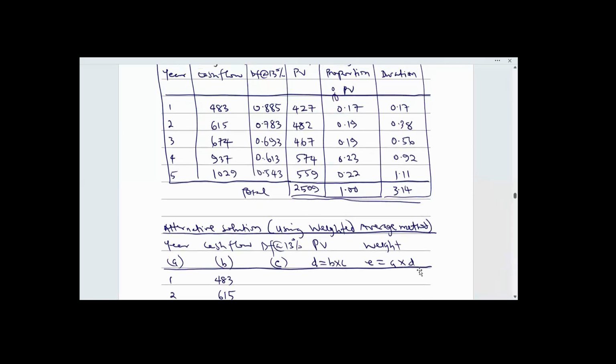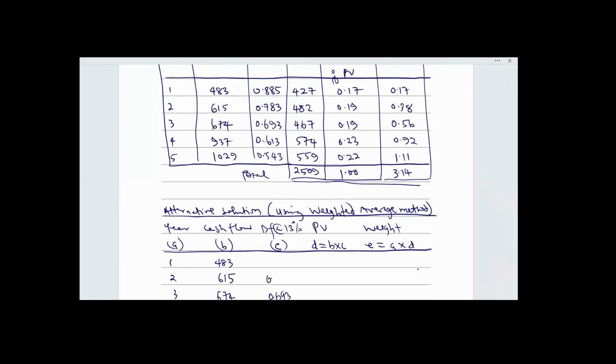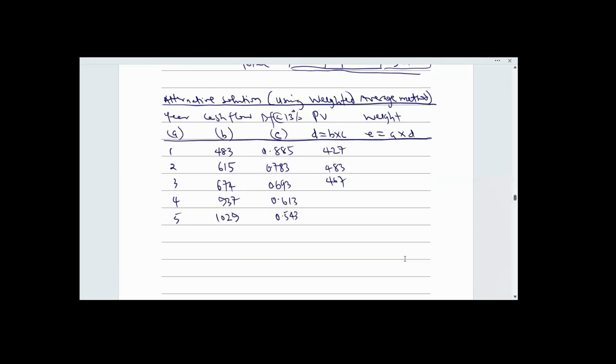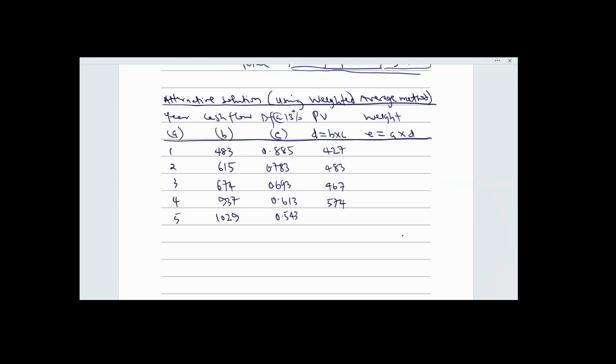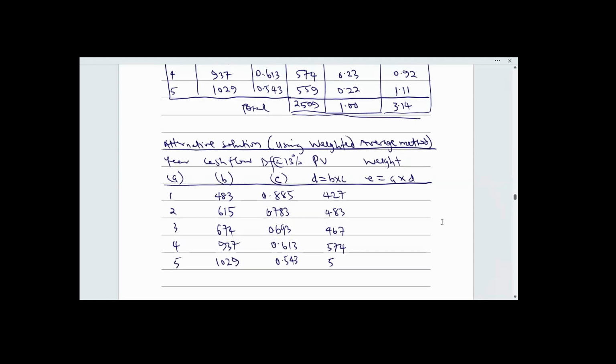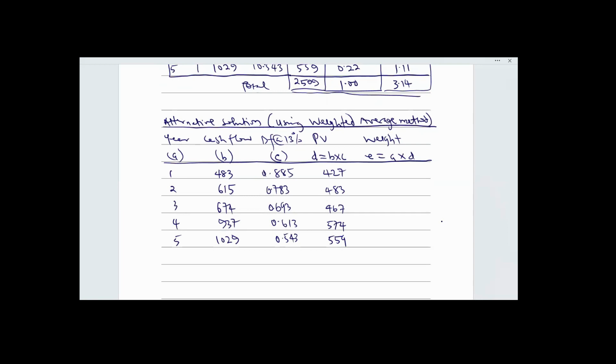Then year 2, 0.783, 0.885. Here is 427, 483, 467, 574, then 559. Now we got a total of 2509.